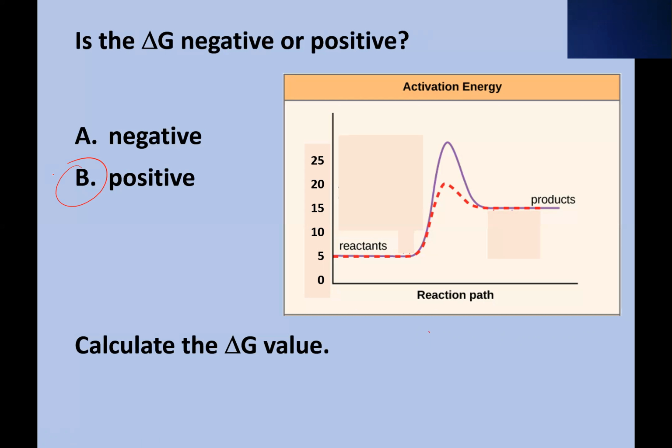And so what you're going to do is you look across and you say, okay, the products have a value of 15 and the reactants have a value of 5. And so we get delta G equals a positive 10. So remember, if you're analyzing one of these graphs and you forget, you can always make up numbers and calculate your delta G, and then you'll see when it's positive, it's an endergonic reaction, and when it's negative, it's an exergonic reaction.